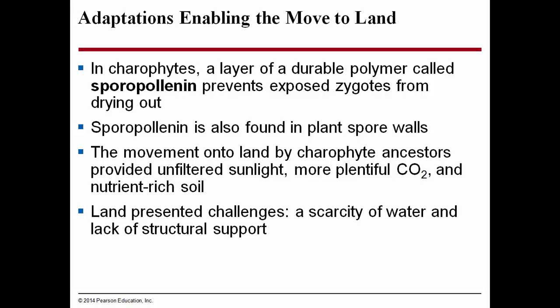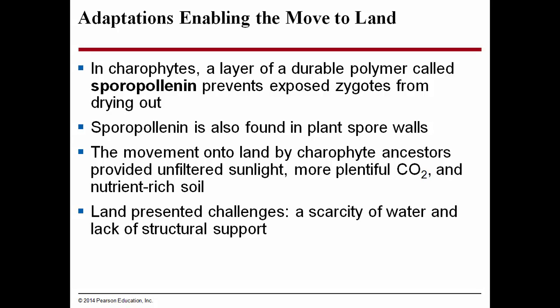Adaptations enabling the move to land. Certain adaptations had to be readied in order to allow plants to inhabit the land. In charophytes, a layer of durable polymer called sporopollenin prevents exposed zygotes from drying out. So the spores and the zygotes in the charophytes are covered with a substance, a protein that inhibits moisture loss and prevents the zygotes from drying out. Sporopollenin is also found in terrestrial plant spores.